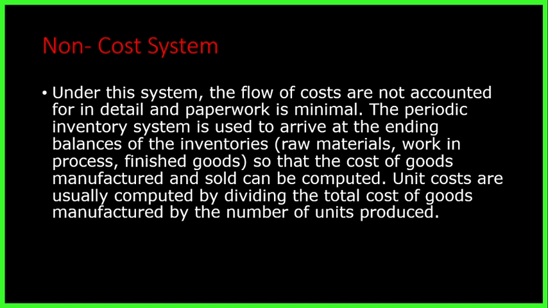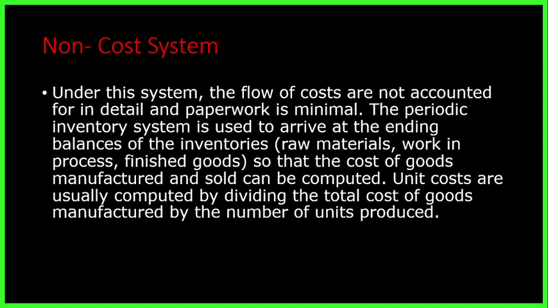Now, under this system, the flow of costs are not actually accounted. Well, it's actually accounted, it's just that it's minimal. Okay? The periodic inventory system is used to arrive at the ending balances of the inventory, such as your raw materials, work in process, and finished goods. And these ones were already discussed in our earlier videos, so that the cost of goods manufactured and sold can be computed. Sometimes we set aside the cost of goods manufactured, and they just focus on the cost of goods sold. Unit costs are usually computed by dividing the total cost of goods manufactured by the number of units produced.